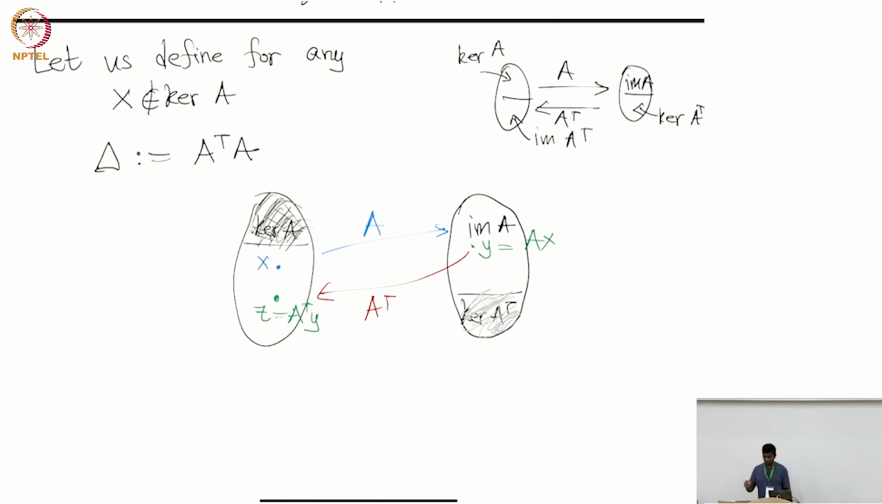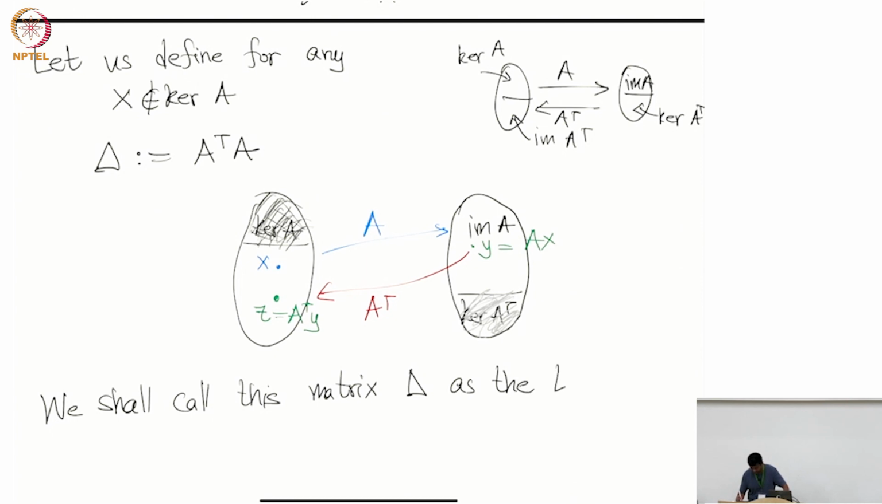We shall call this matrix delta. Some of you already know what it's going to be called, because the theme of today's talk is Laplacian, and you might have seen Laplacians being represented by the symbol delta. So we'll call this the Laplacian in linear algebra.